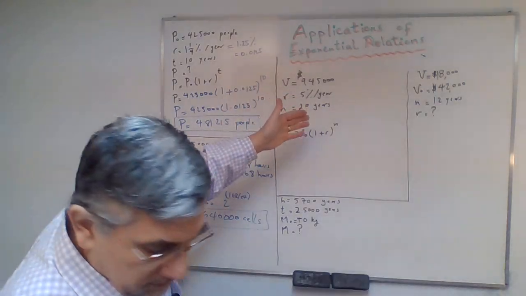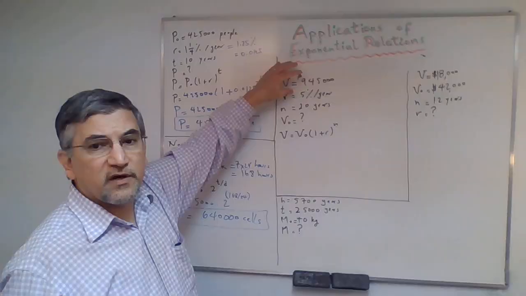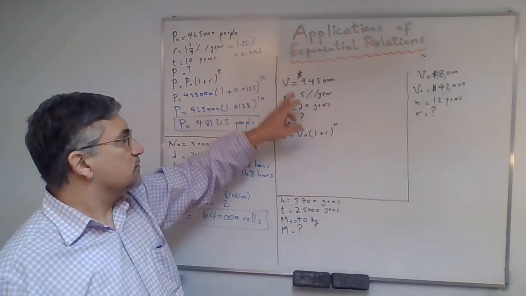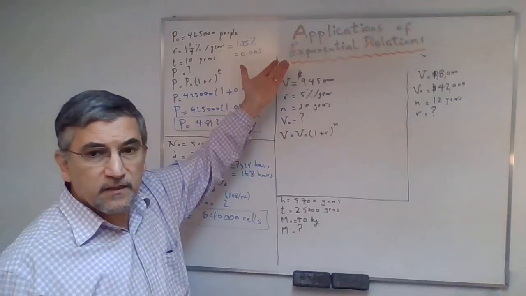A third one is here. This one is about the price of a house, or the value of the house. Today is $945,000.